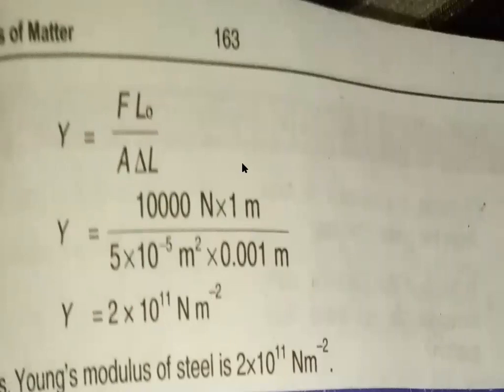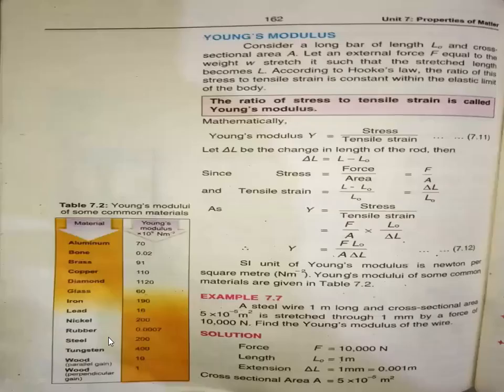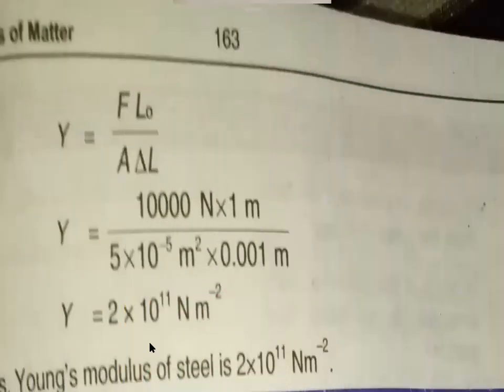And when I solve this with the help of the calculator, the Young's modulus of steel wire, capital Y, is 2 into 10 power 11 Newton per meter square. You might have seen the Young's modulus value in the table is 200 into 10 power 9, but if you convert this into 10 power 11, it is 2, so you get the same value as in the table. So our Young's modulus value of steel is 2 into 10 power 11 Newton per meter square.